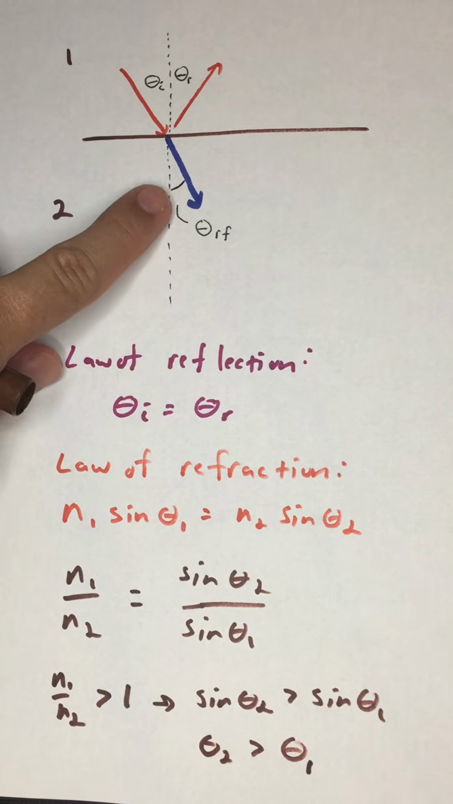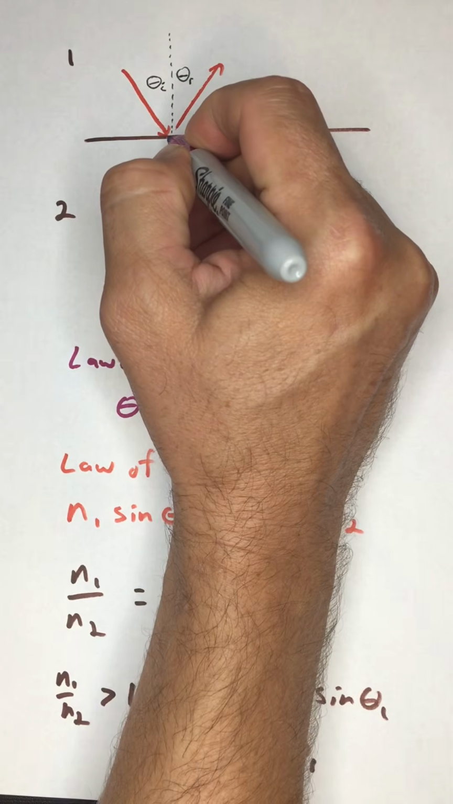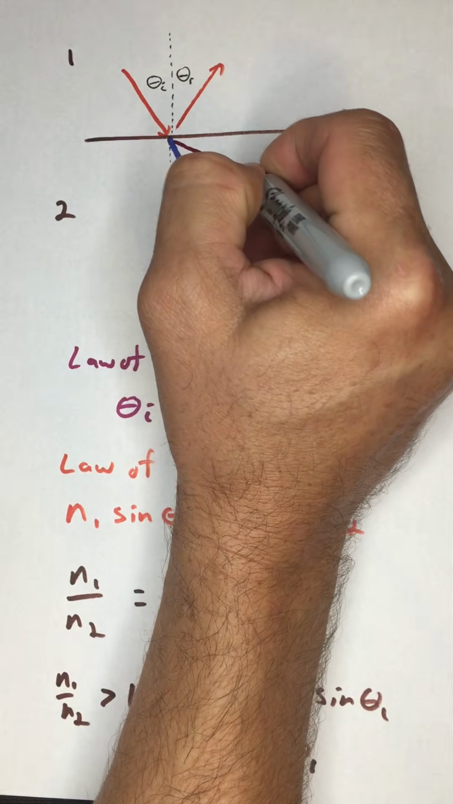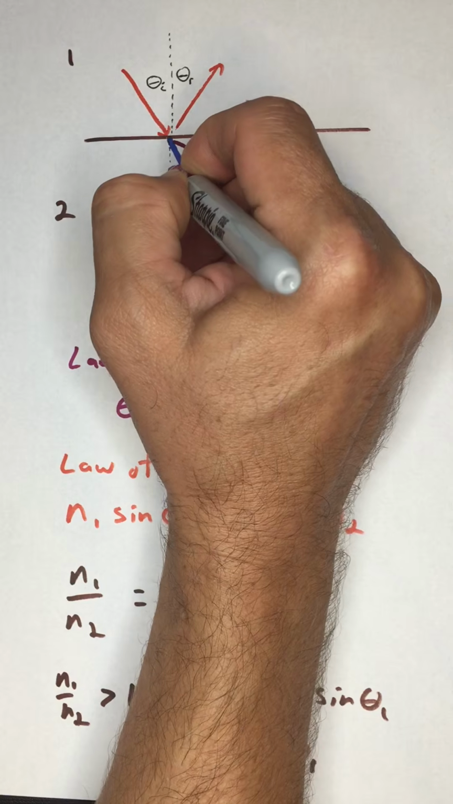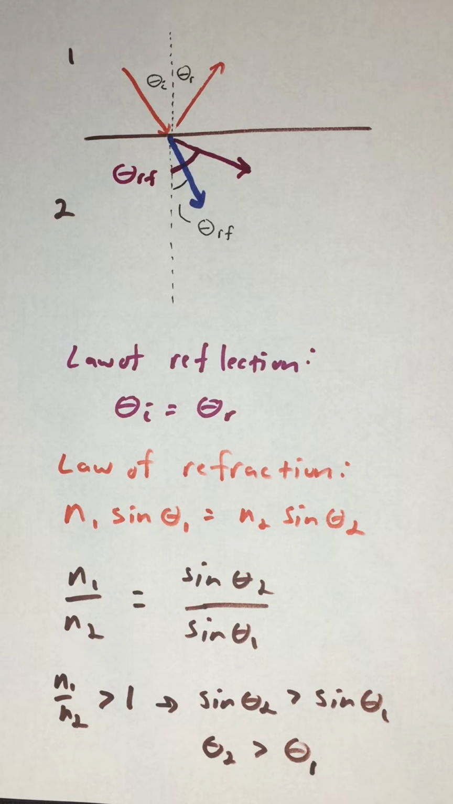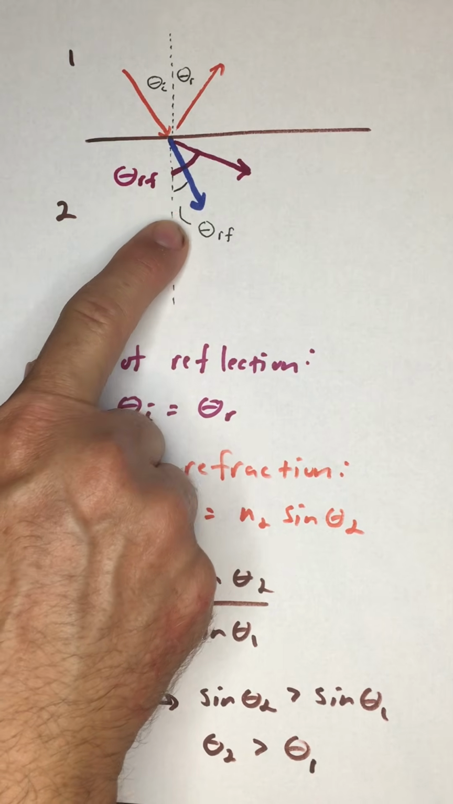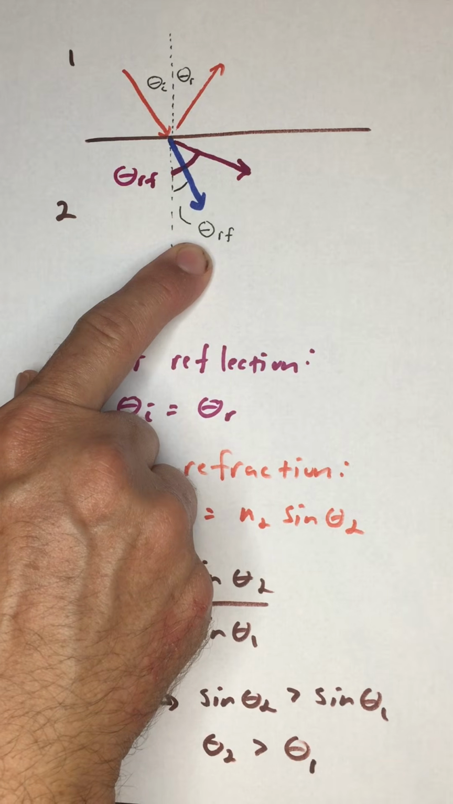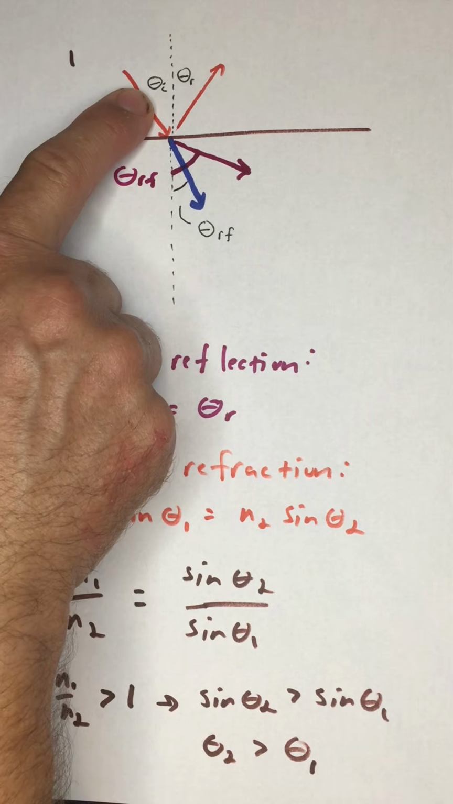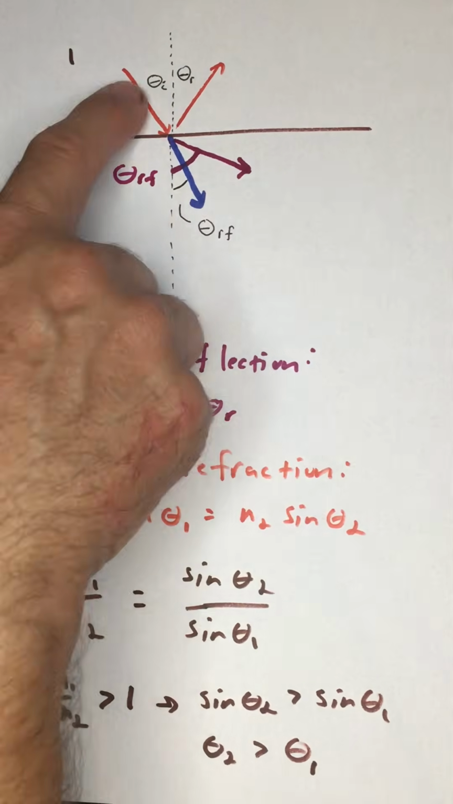That's actually the opposite of what I've drawn here. So let me draw that case. So I have 2 different cases here. What I've drawn with the blue arrow is the refracted angle. Theta refracted is less than theta incident. In this case, theta refracted is bigger than theta incident.